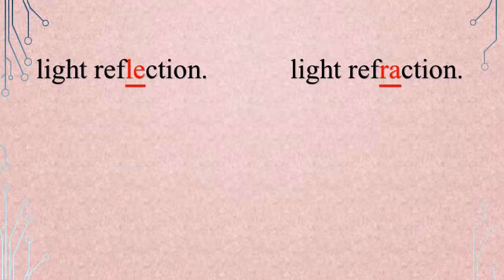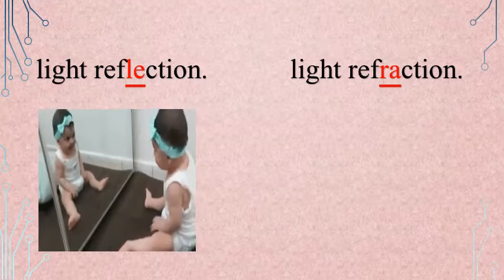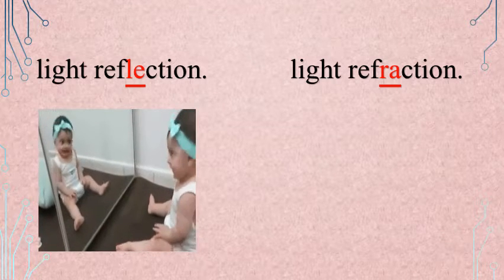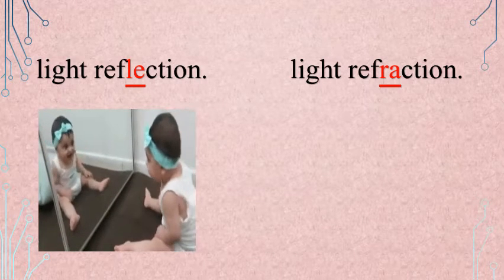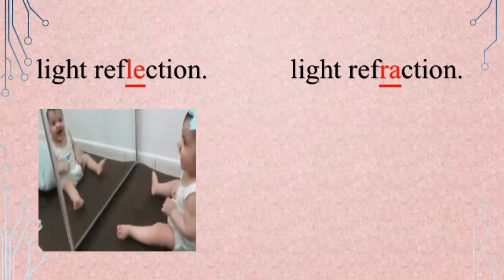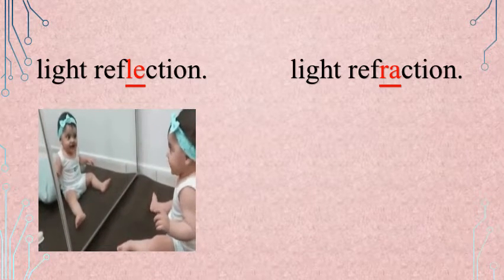Last time we talked about light reflection, and we said that light reflection means bouncing of light when it falls on any reflecting surface, or when the light falls on any object, it returns back or reflects or bounces back. So that's what is meant by light reflection. But what about light refraction?